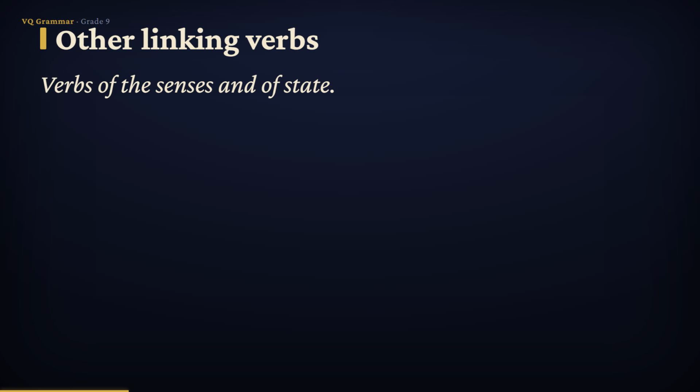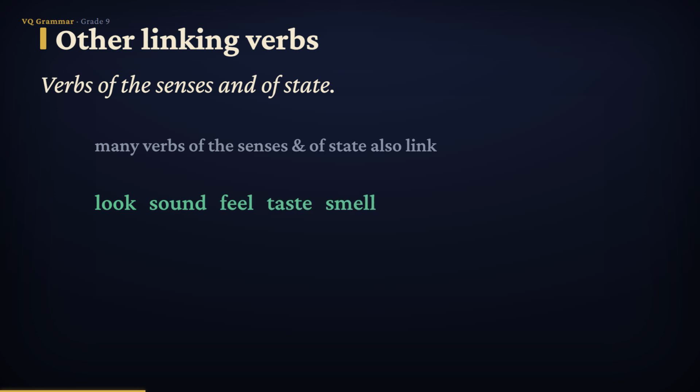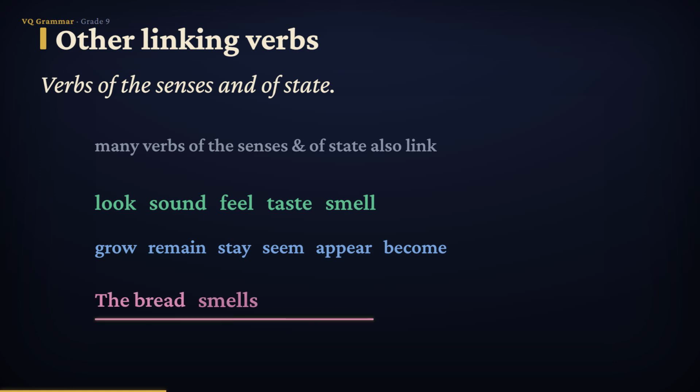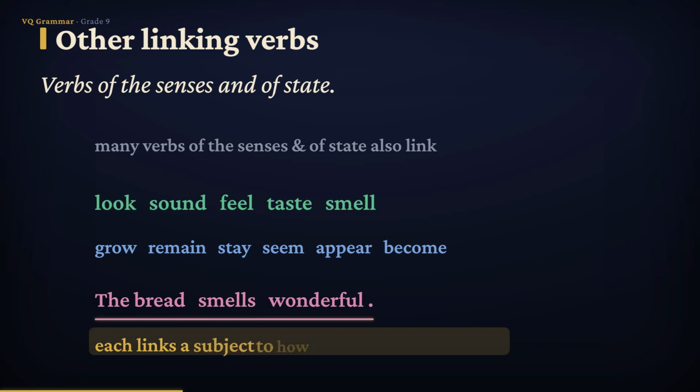But be isn't the only linker. A whole family of verbs can link too, especially verbs about the senses and about a state of being. The sensory ones are look, sound, feel, taste, and smell. Others describe staying or changing. Grow, remain, stay, seem, appear, and become. Listen, the bread smells wonderful. Here, smells isn't an action. It links bread to wonderful, telling us how the bread seems. Each of these can quietly link a subject to how it seems, or what it becomes.